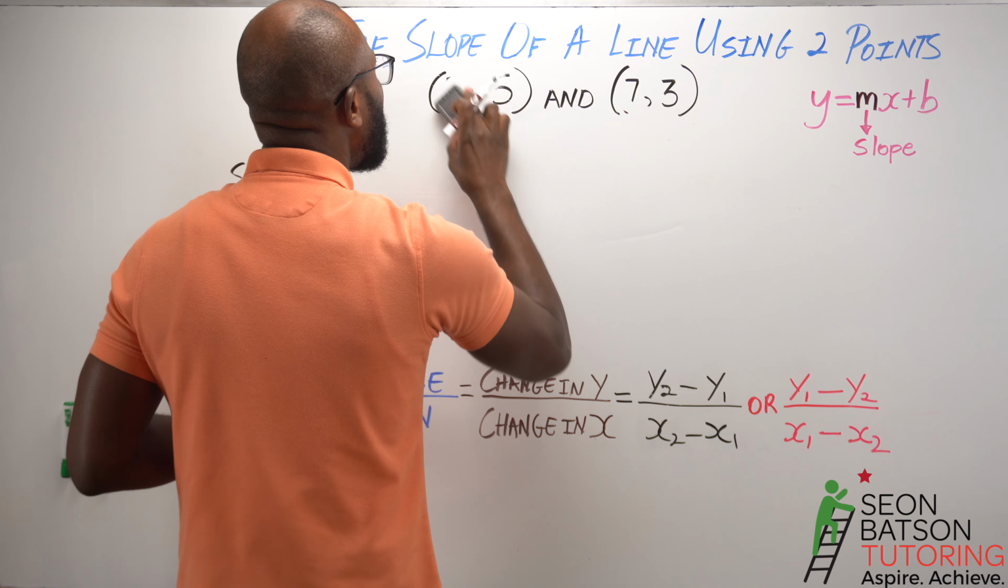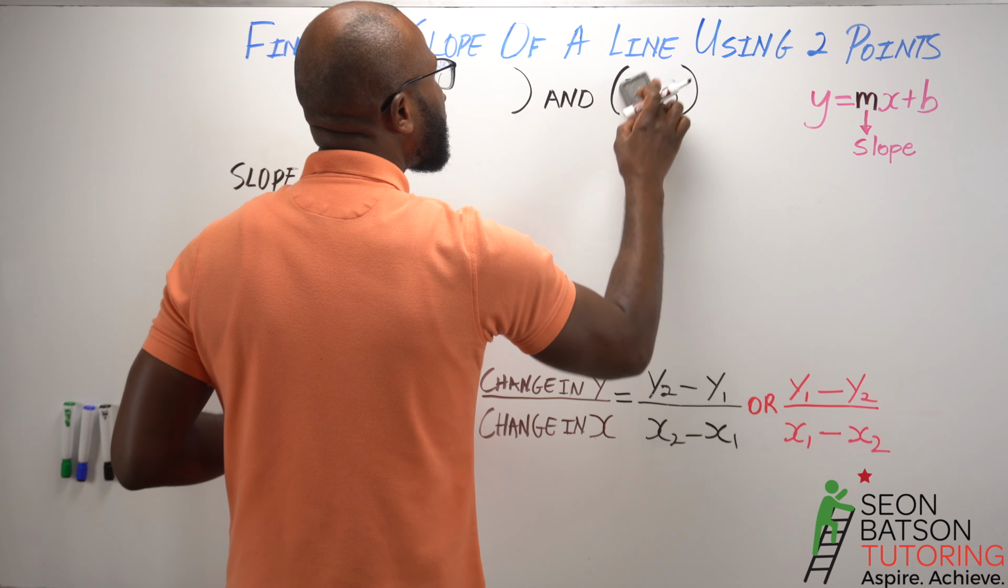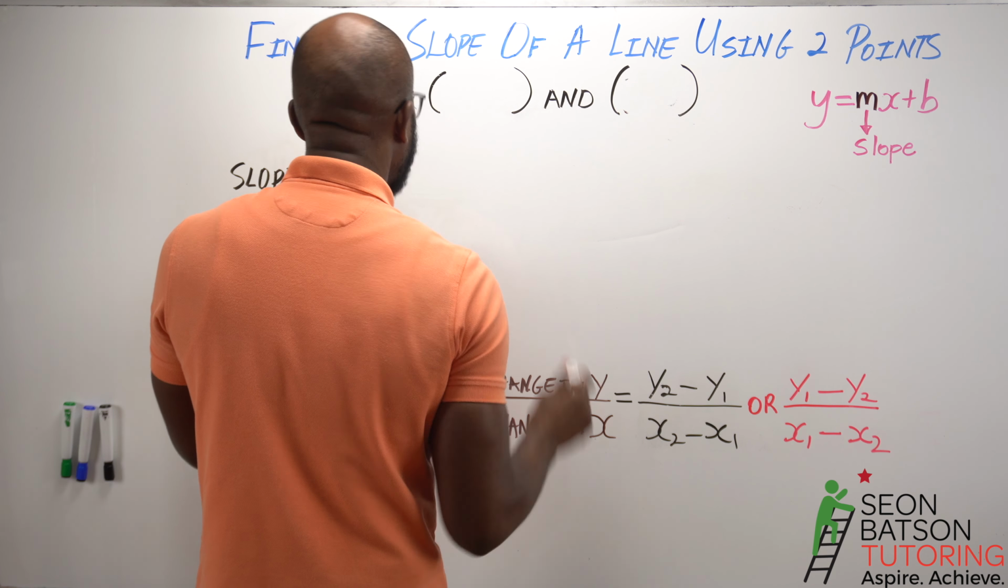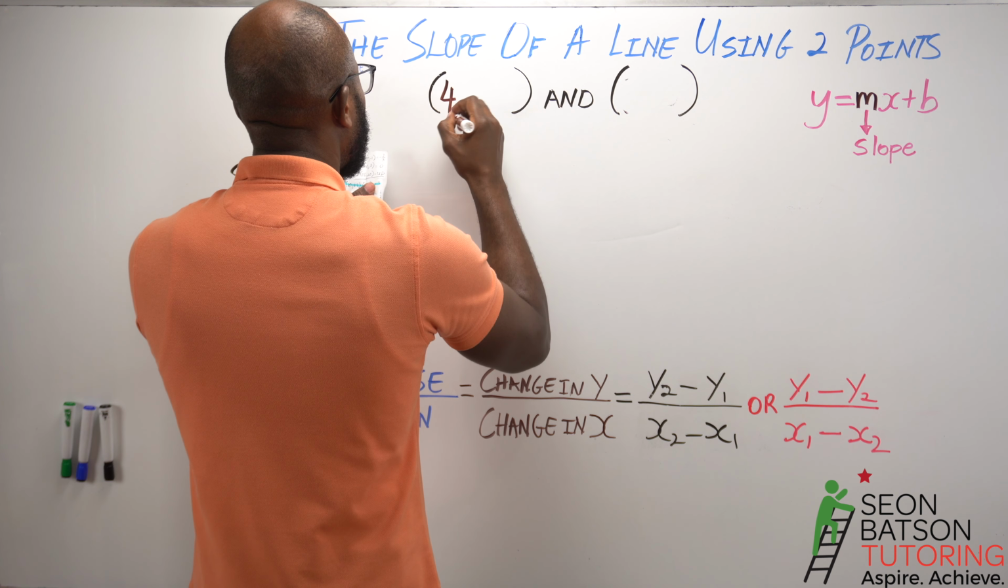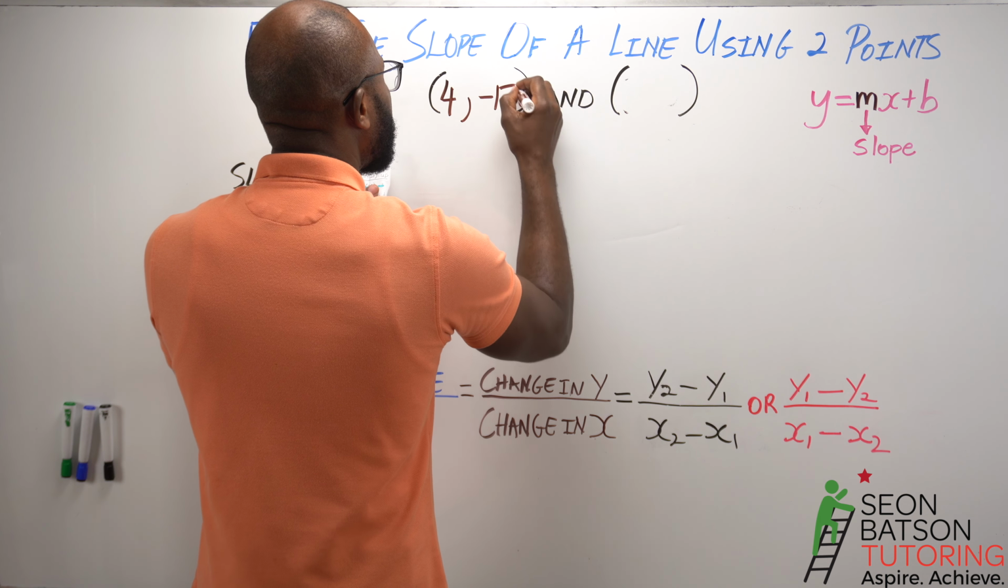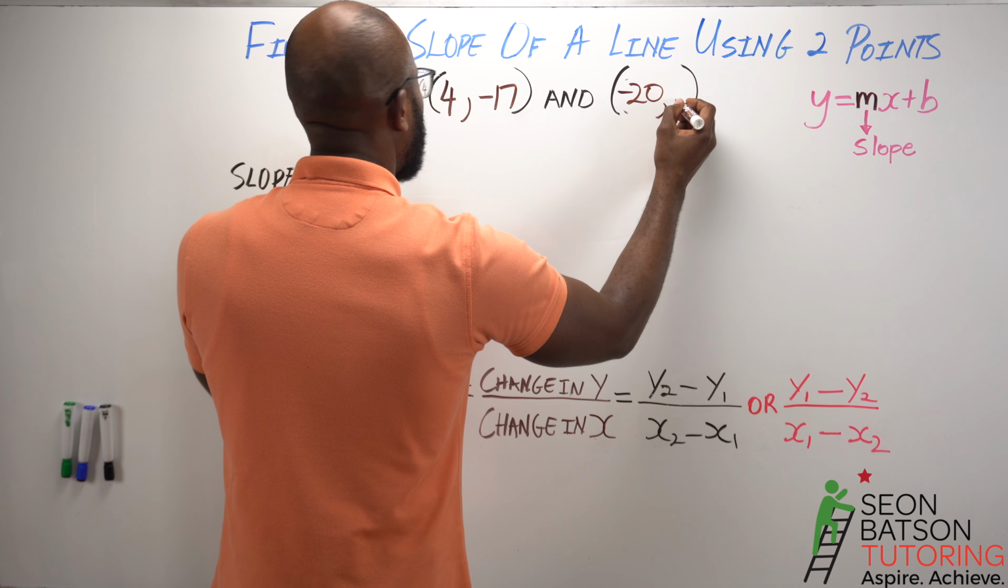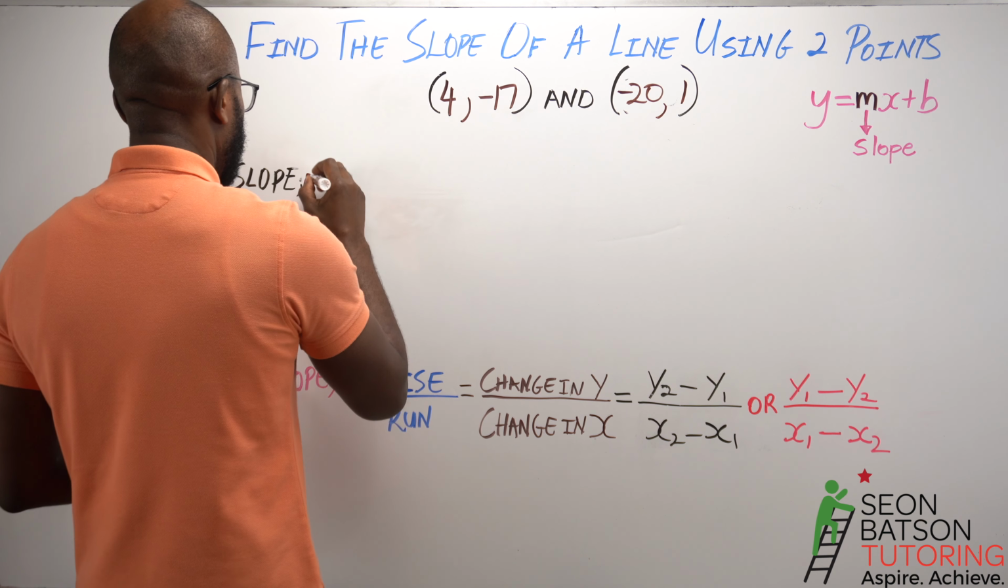We're going to change our coordinates here. I have some very spicy examples here for you. We're going to use 4, negative 17, negative 20, and 1. Let's put back our formula.